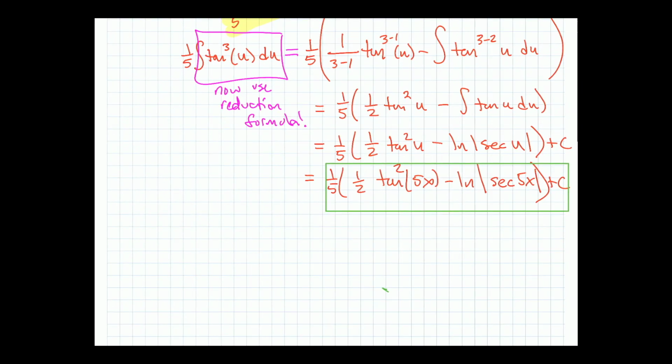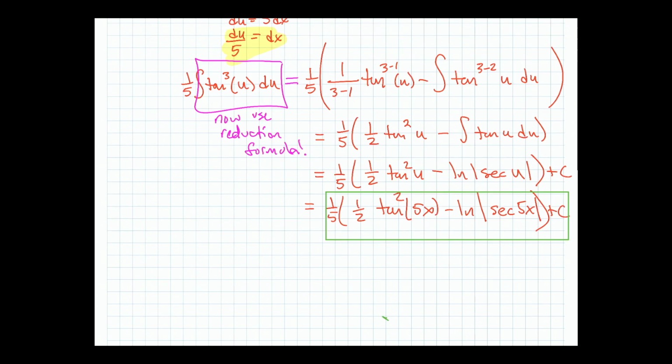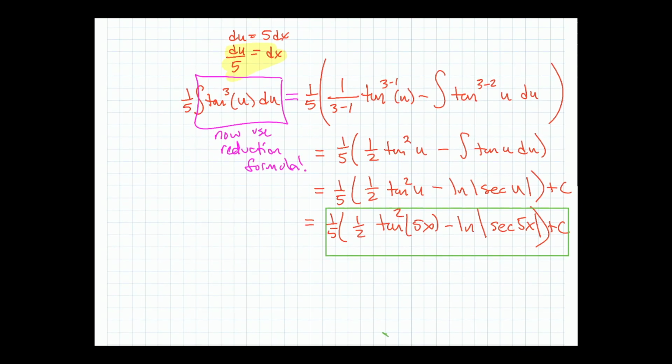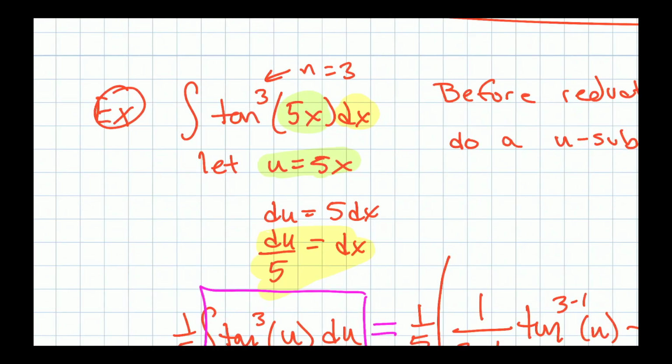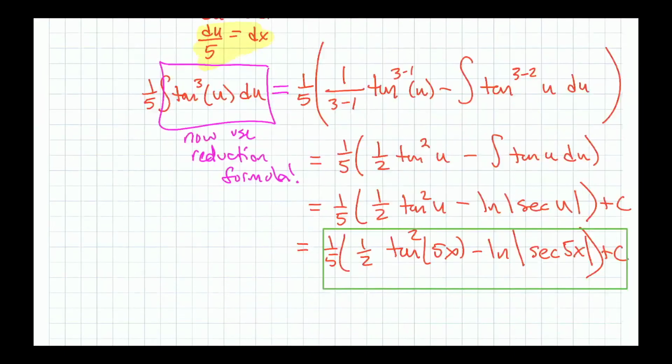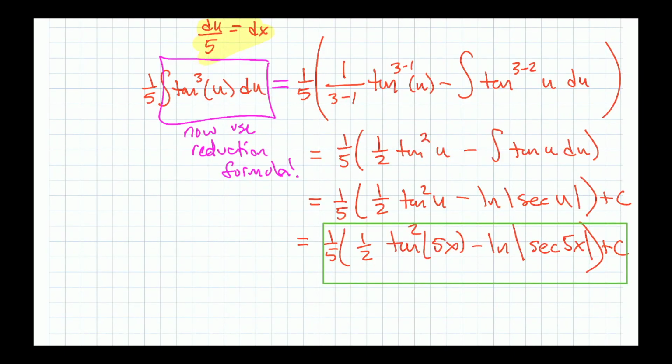So the point is, the reduction formulas can save you a lot of work, first of all. And also, if you want to use a reduction formula, you need to do whatever u substitution you have first, so that there's not a constant on your variable like there was on this tangent cubed 5x. Okay, and all right, I think that's it.